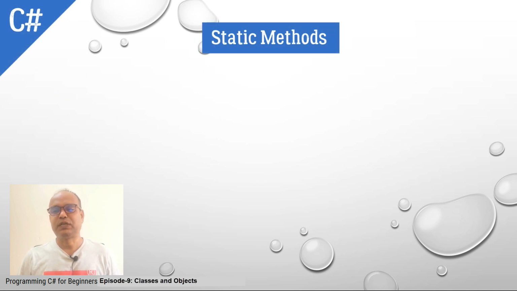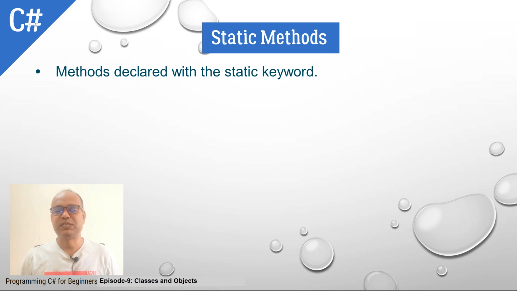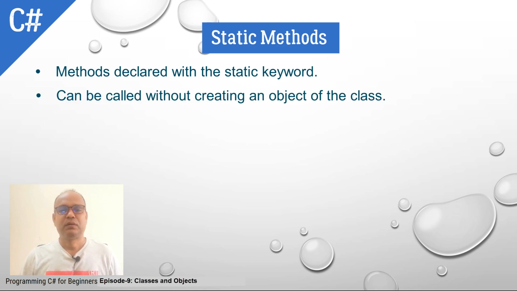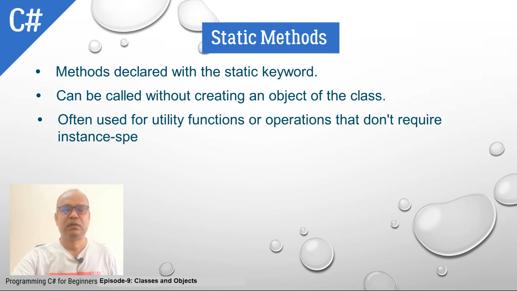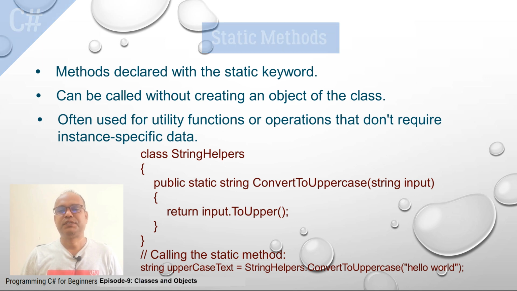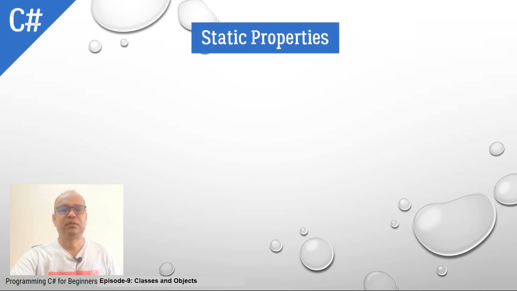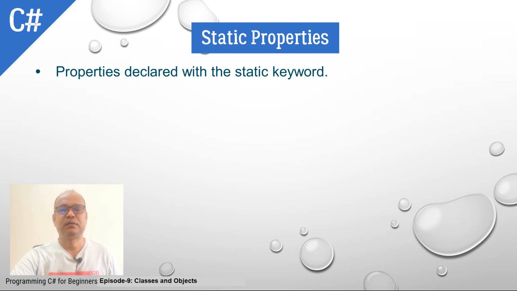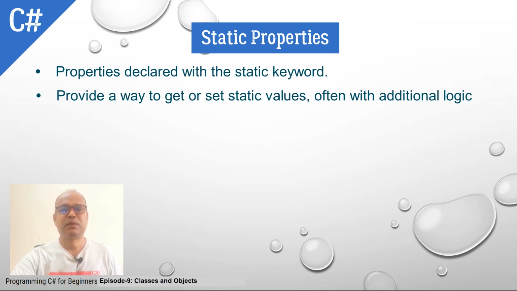Static methods. Methods declared with the static keyword can be called without creating an object of the class, often used for utility functions or operations that don't require instance-specific data. Class StringHelpers. Calling the static method: string uppercase text equals StringHelpers.ConvertToUppercase("hello world"). Static properties. Properties declared with the static keyword provide a way to get or set static values, often with additional logic.